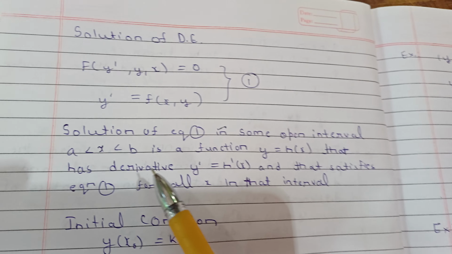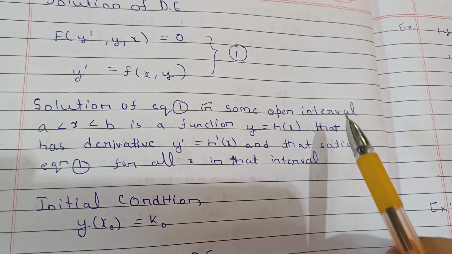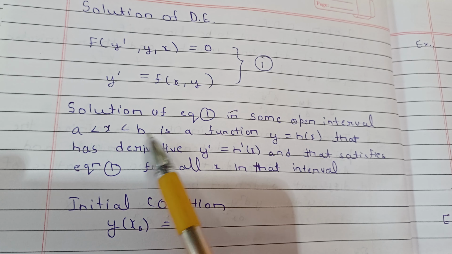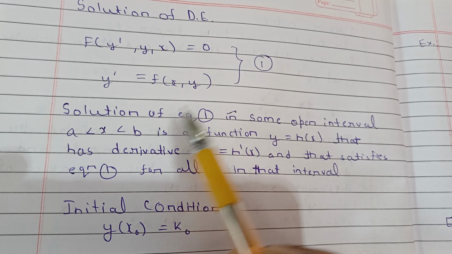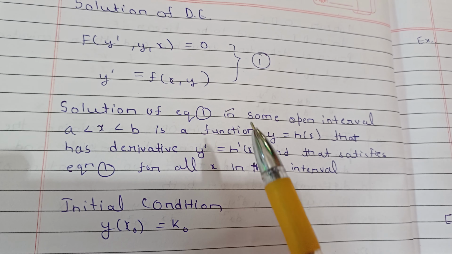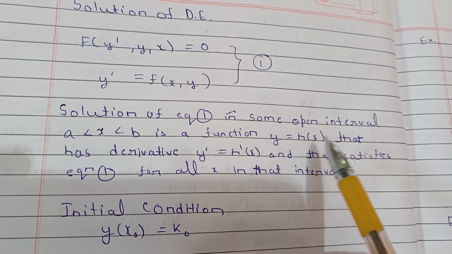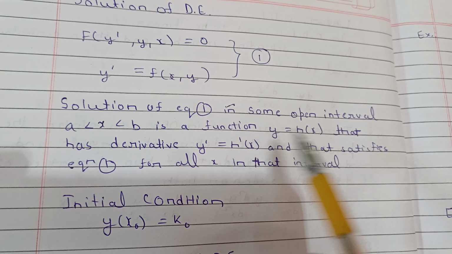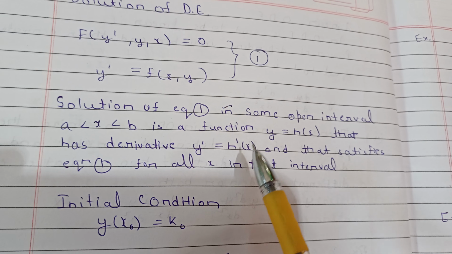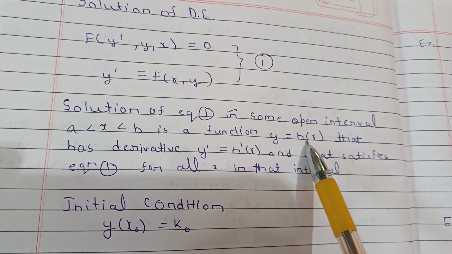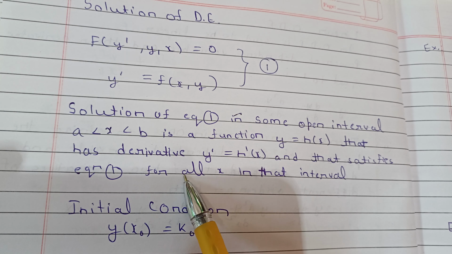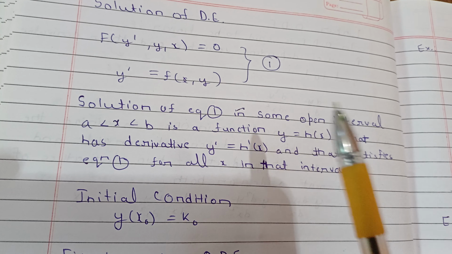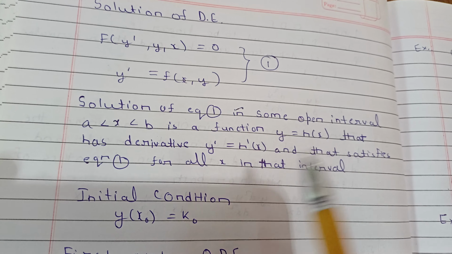How can you solve it? The solution of equation 1 in some open interval a to b, where x is independent, so it can be in any range, is a function y equal to h(x). We call it the solution when we get something like this, y equal to h(x), meaning y is a function of x. It has derivative y dash equal to h dash x, and it should satisfy equation 1 for all x in that interval. Only then can we call this y the solution of this equation.